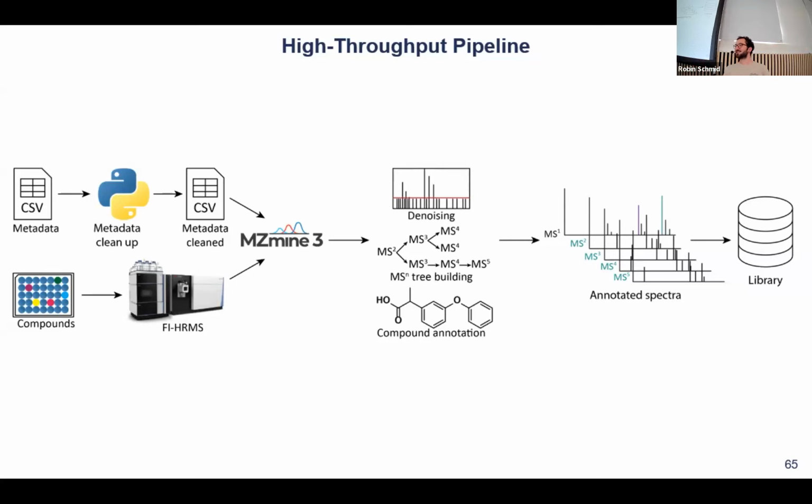No. So the structures were salts. And once you dissolve them, they're no salts anymore. And also when you measure them, you're not going to see something like tartrates, you know? So we really had to clean up the structures, harmonize them, calculate the neutral masses, and then we can plug all this into MZmine. And we can also produce an acquisition list.